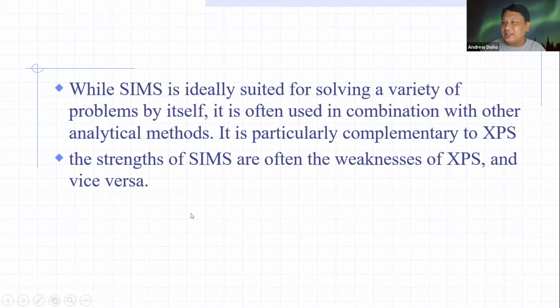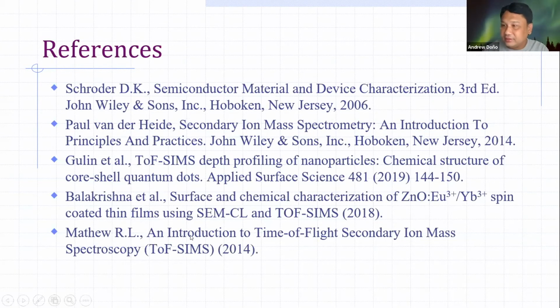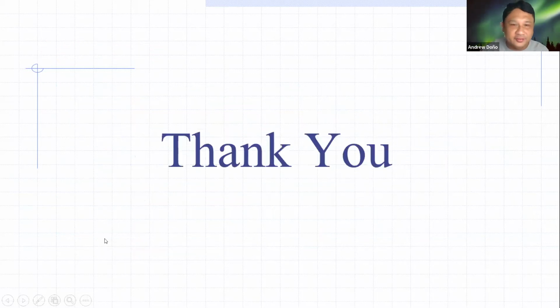So while SIMS is ideally suited for solving a variety of problems by itself, it is often used in combination with other analytical methods. It is particularly complementary to X-ray photoelectron spectroscopy or XPS. So usually the strengths of SIMS are often the weaknesses of XPS and vice versa. So if you do TOF-SIMS, you should also use XPS so that they are complementary. So these are my references. And thank you to everyone for listening.